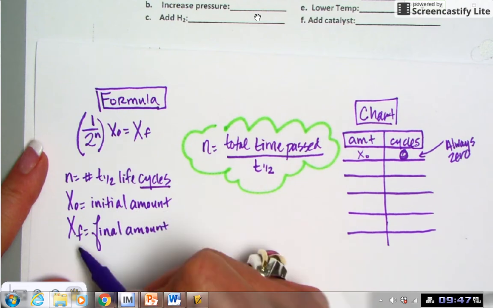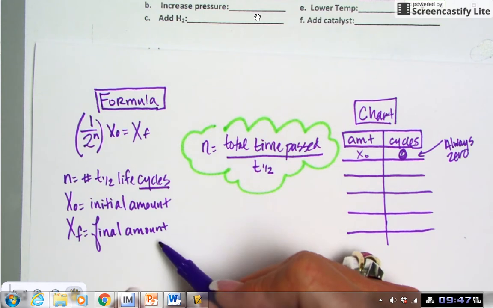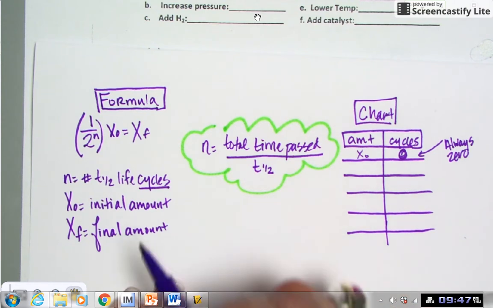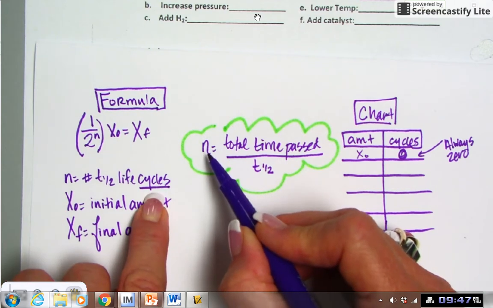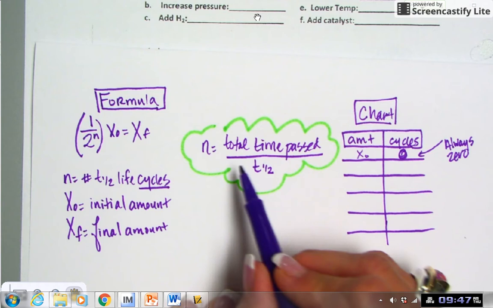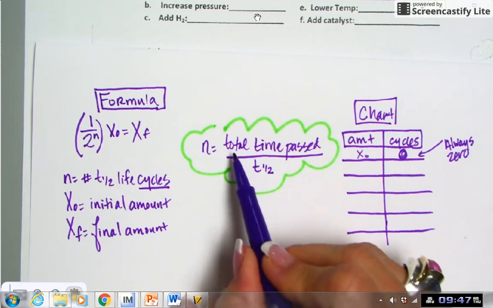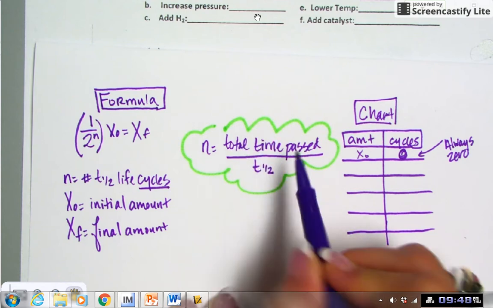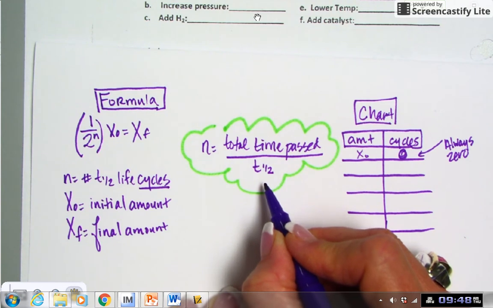your sample, and x sub f represents the final amount of the radioactive substance. Now, n, as I said here, is your number of cycles that you go through. So the way you would have to calculate n, if you're not told directly, is you would need to take the total time that has passed by and divide it by the half-life. Now remember, the half-life is the amount of time that it takes for 1/2 of a radioactive isotope to decay.